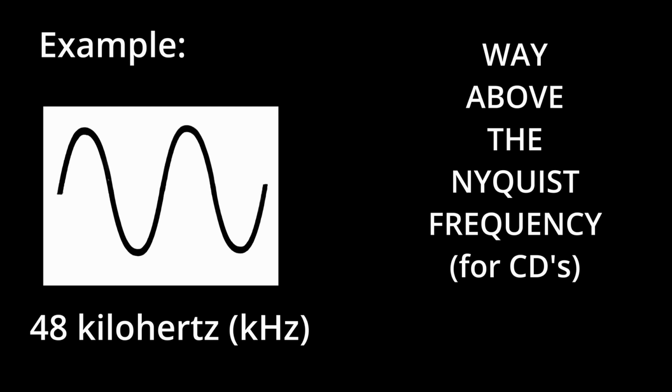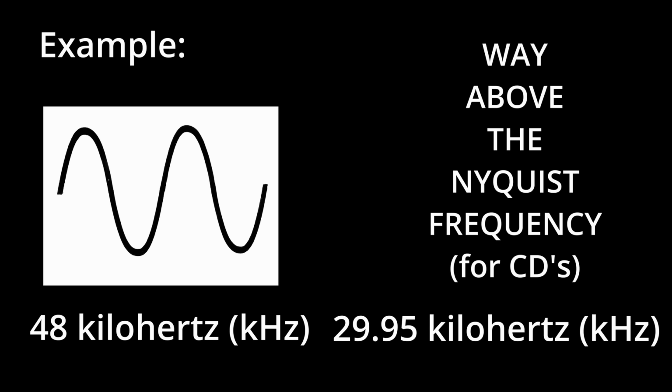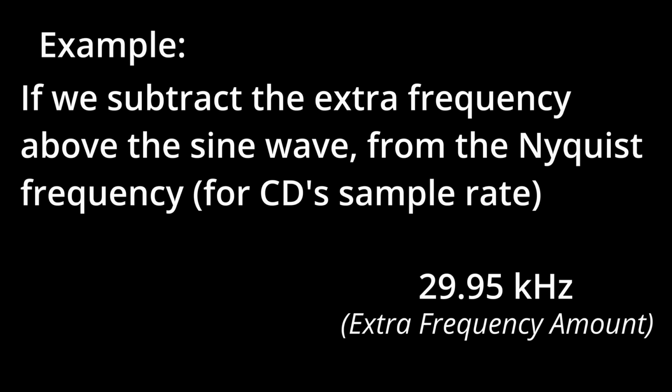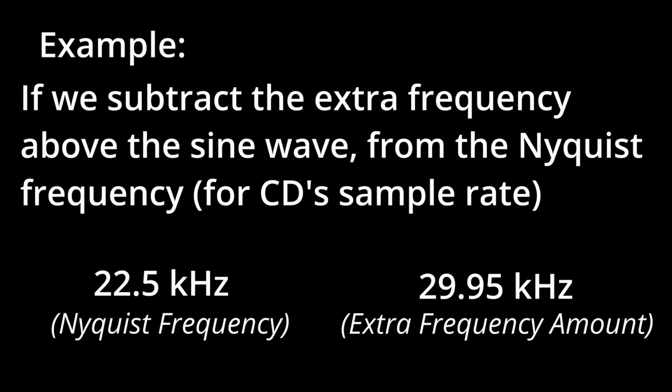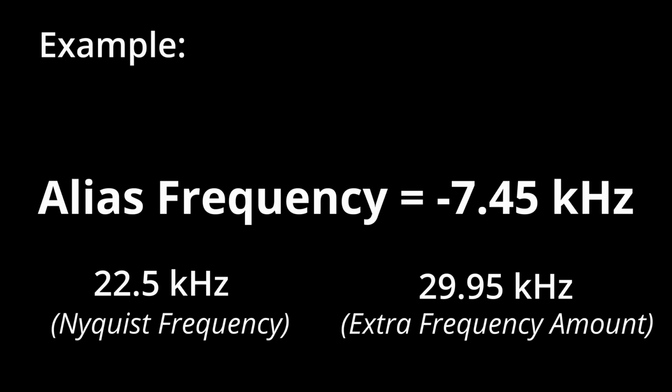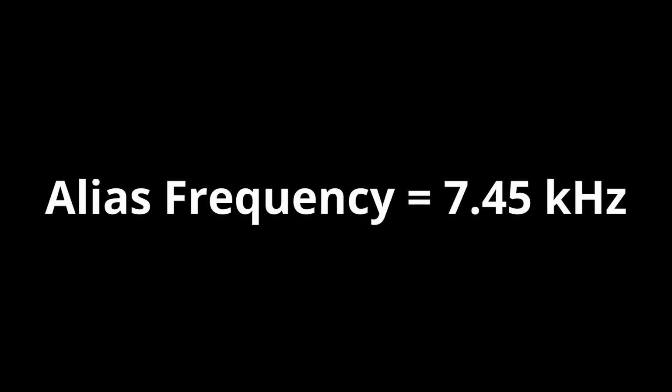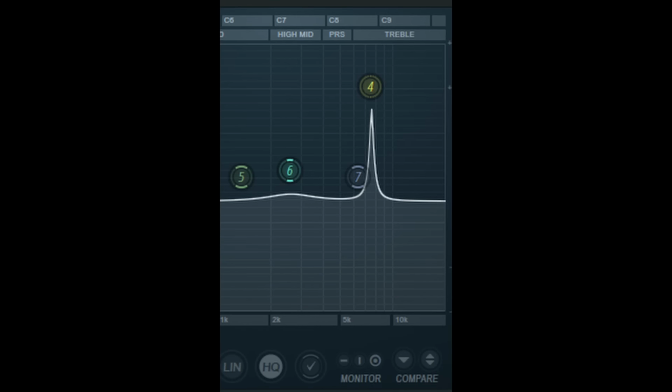For example, imagine if we're trying to render a pure sine wave that plays at 48 kHz, which is way above the Nyquist frequency by exactly 29.95 kHz. If we subtract this extra frequency of 29.95 kHz from the Nyquist frequency of 22.5 kHz, then our result will represent an alias frequency of negative 7.45 kHz. Now, outside of hippie circles, there's no such thing as negative frequencies. So if we ignore the negative sign, we are left with the unwanted alias frequency that's going to be generated, 7.45 kHz. This is smack dab in the middle of our treble frequencies.